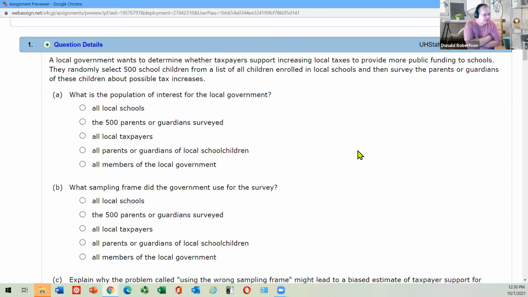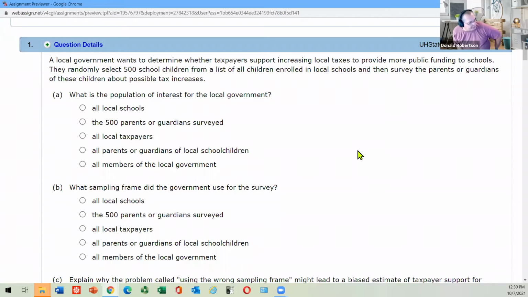they survey the parents. So it's kind of, Jimmy, take this letter home to your mum and dad, and get them to fill it in for us. I don't know if that happens much, but that sounds to me like what they did. So they randomly selected 500 students from the county, and those students took a letter home to their mum.